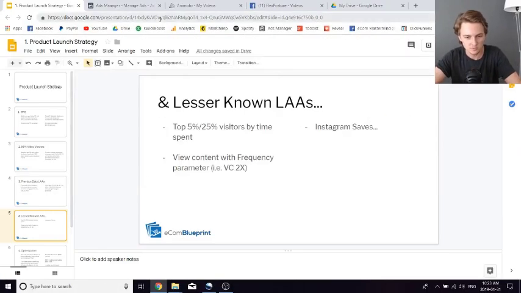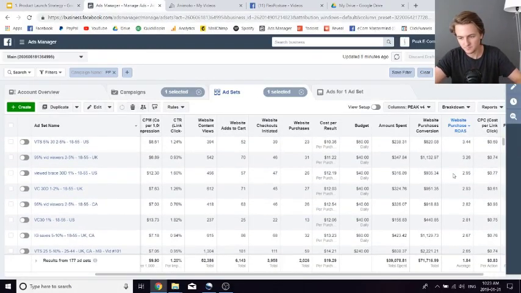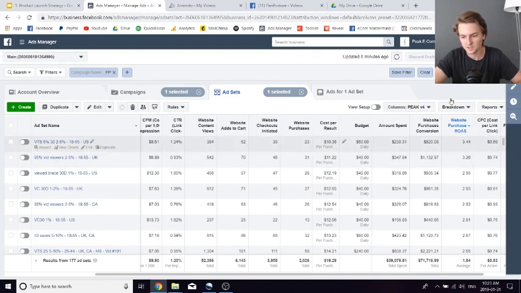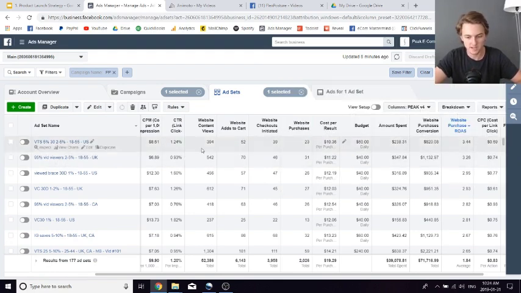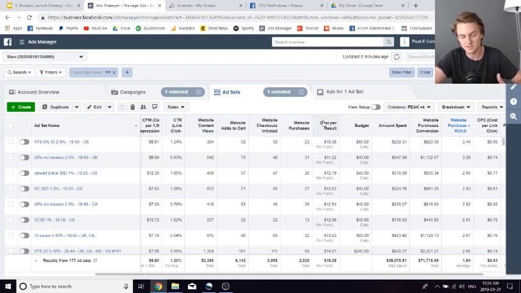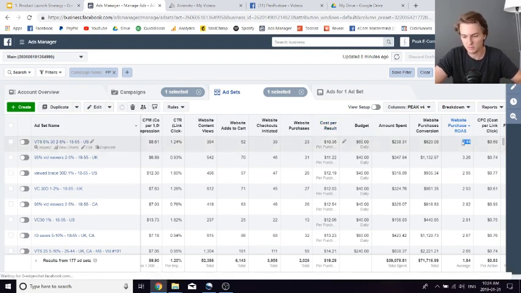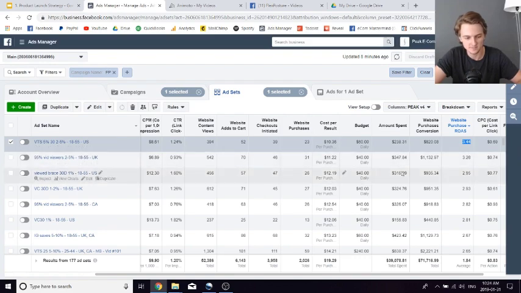So just to show you, if I go inside here, the highest return on ad spend audience for this period, July 21st to the 31st, was this top visitors by time spent, top 5% visitors by time spent, right? It's an audience that not a lot of people know about, not a lot of people test, but I was able to get a 3.44 return on ad spend on this audience.